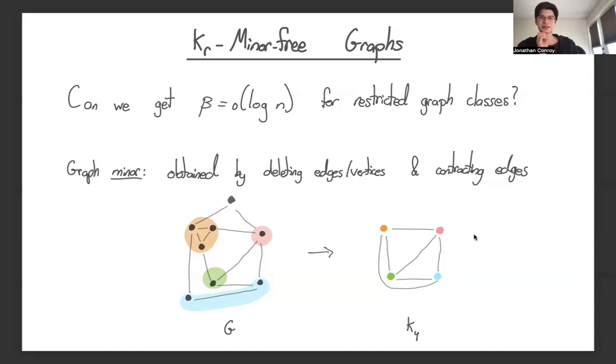So in particular, in this talk, we'll be talking about K_R minor free graphs. So a graph minor of a graph G is some other graph obtained by deleting edges and vertices and contracting edges of G. For example, planar graphs exclude K5 minors, and we'll be looking at the class of graphs obtained by excluding a K_R minor for some larger R.